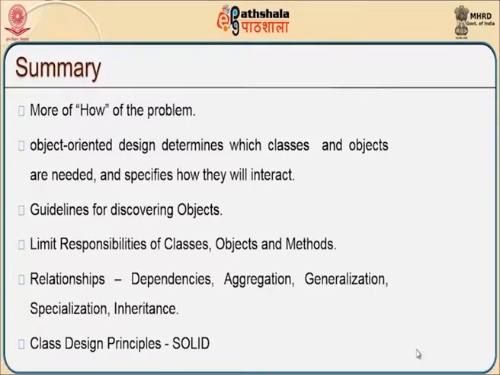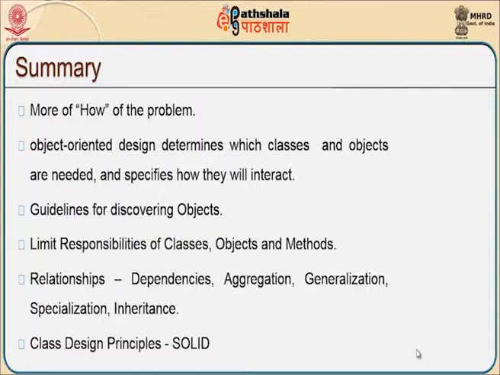In summary, in this particular session we have started looking at design principles, particularly the object oriented design principles. So as I started by saying, we will be discussing more the how of the system rather than the what. So now that we know the what of the system, we are trying to start with the how of the problem. So object oriented design determines which classes and objects are needed and specifies how they will interact. And further we have started describing the guidelines for discovering objects, classes and methods.